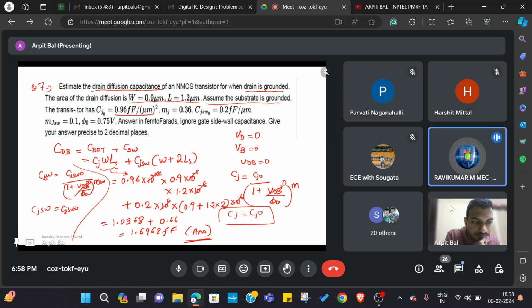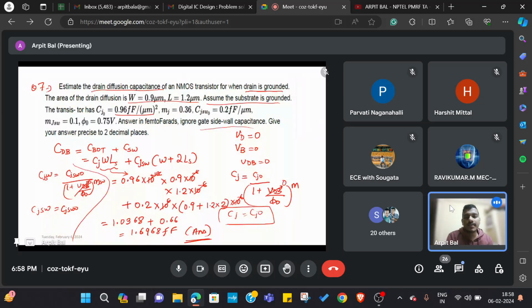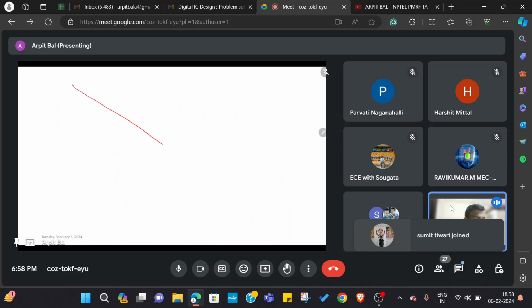So if you consider sidewall capacitance, sidewall capacitance of? In this one, actually ignore the gate sidewall capacitance. Suppose you want to consider this one. Okay. So gate sidewall capacitance is usually ignored, right? So that thing appears with the channel itself. So that's why we don't usually take into consideration. Okay. So let's proceed with question 8.